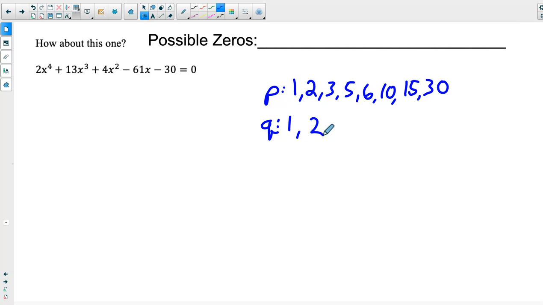So I'm going to have plus or minus 1 over 1. I'll leave it like that so it's easier to see. Then I have plus or minus 2 over 1. Then I have plus or minus 3 over 1. So on and so forth. So let's get all the ones divided by 1 done.